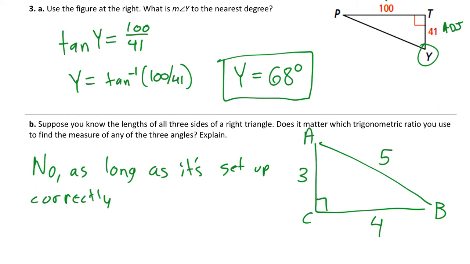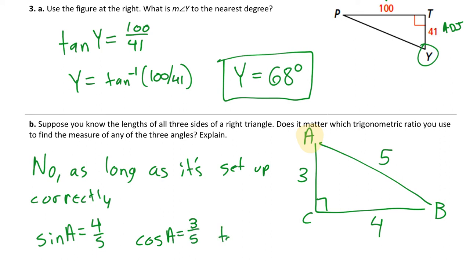To understand how this works, I'm just going to pick on angle A. I'll use yellow just to highlight that. It doesn't matter which ratio I use, as long as I set up that ratio correctly. To find the measure of A, I could use the ratio for sine. Sine of A, opposite over hypotenuse, would be 4 over 5, and I could use that to solve. I could also use the cosine of A. That would be adjacent over hypotenuse, which would be 3 over 5.